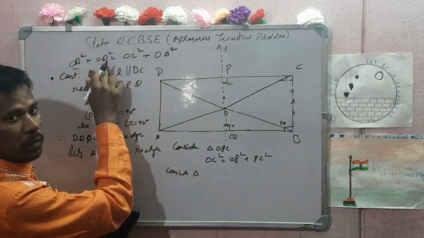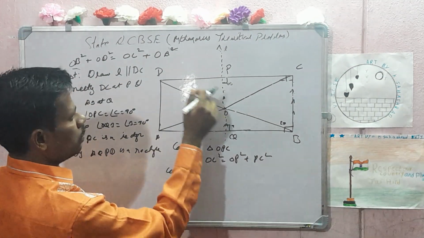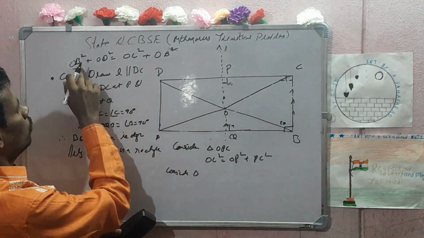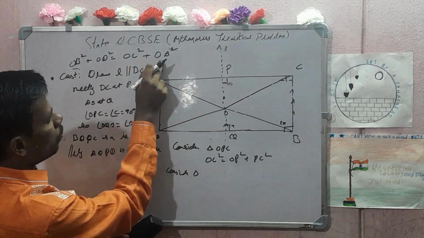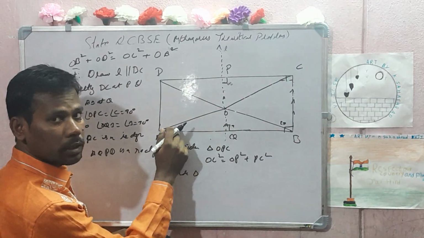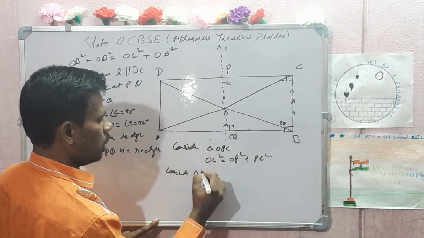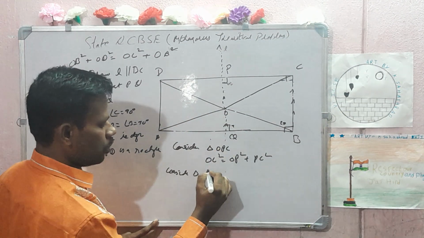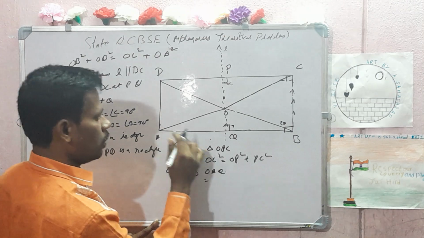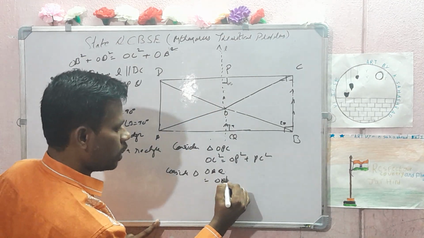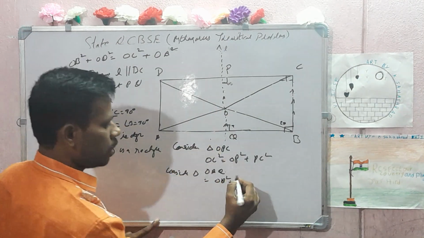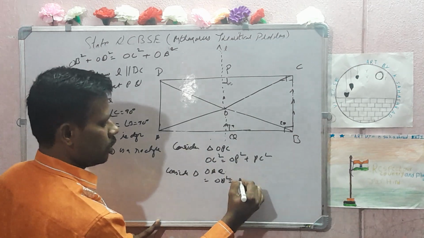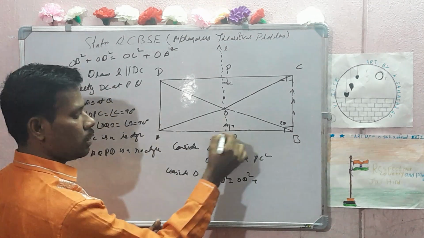Here OD square is given, no? OC square is there, OA square. I want to consider this one, OA square. Consider triangle OAQ. Next, what can you say? OA square is equal to square on the hypotenuse, equal to sum of the squares on the other two sides. OQ square plus AQ square.